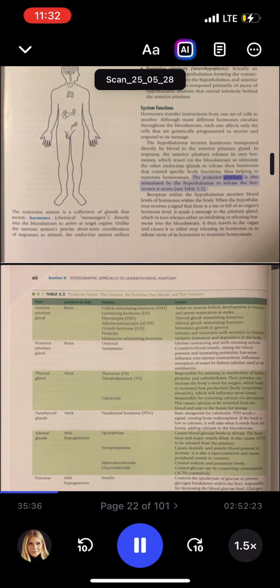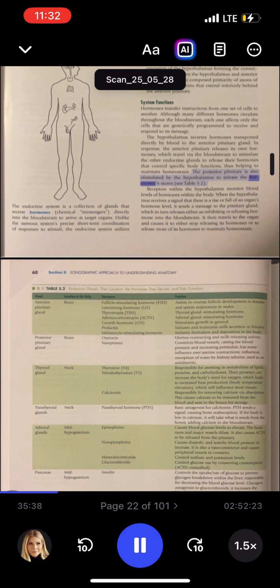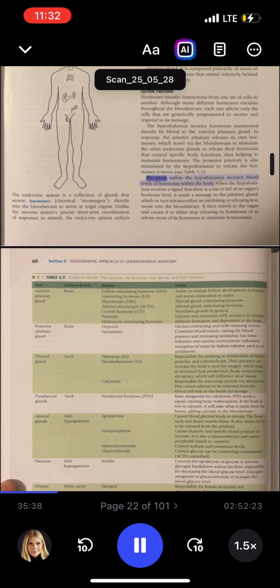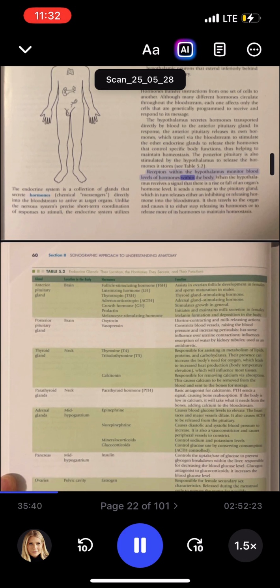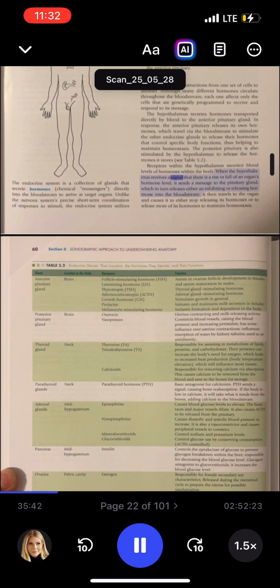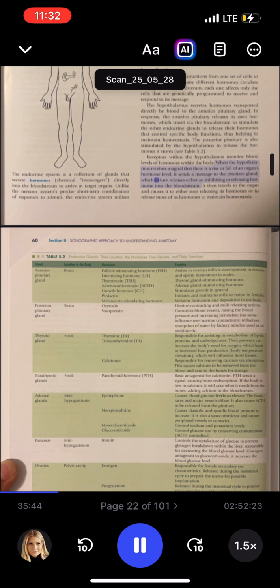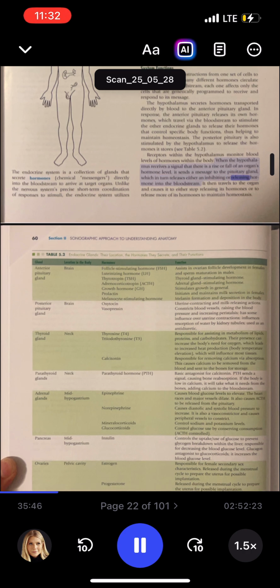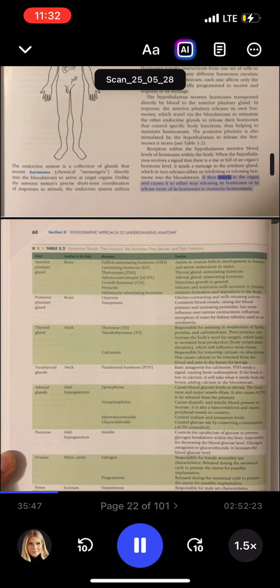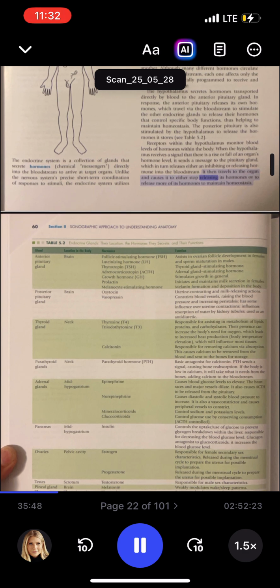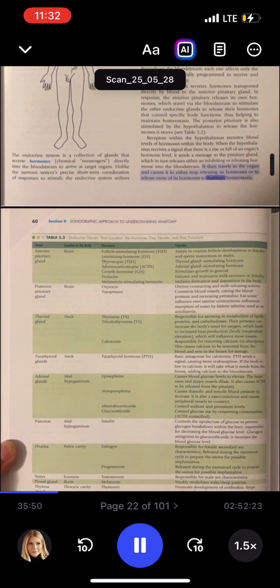The posterior pituitary is also stimulated by the hypothalamus to release the hormones it stores. See Table 5.2. Receptors within the hypothalamus monitor blood levels of hormones within the body. When the hypothalamus receives a signal that there is a rise or fall of an organ's hormone level, it sends a message to the pituitary gland, which in turn releases either an inhibiting or releasing hormone into the bloodstream. It then travels to the organ and causes it to either stop releasing its hormones or to release more of its hormones to maintain homeostasis.